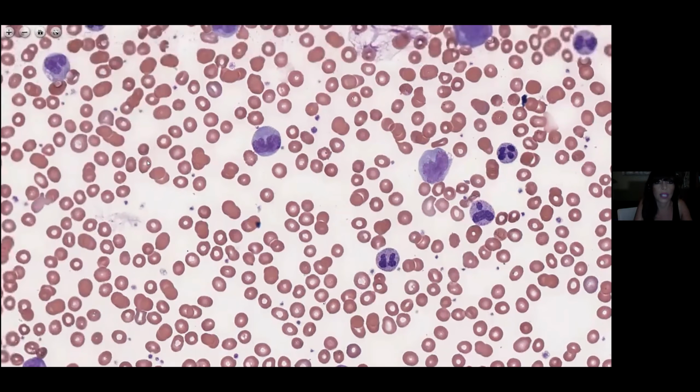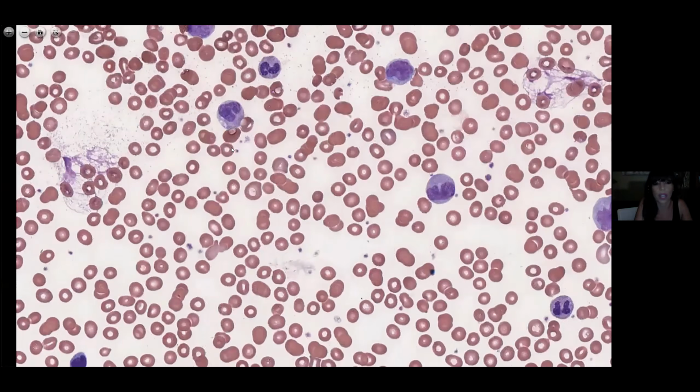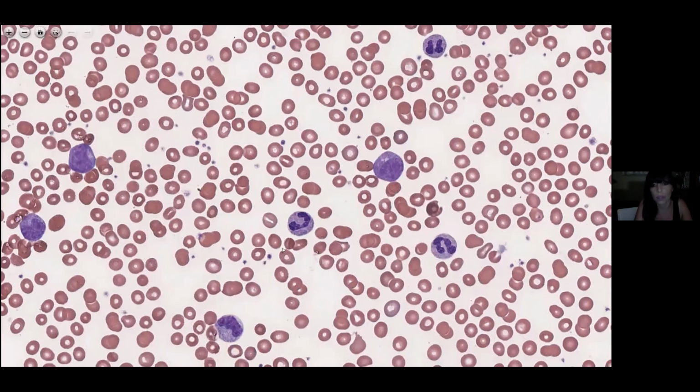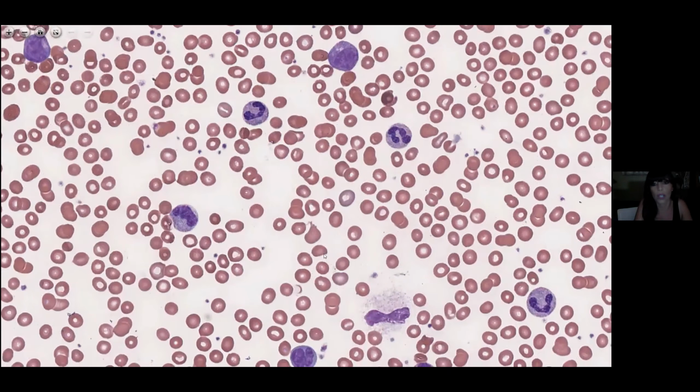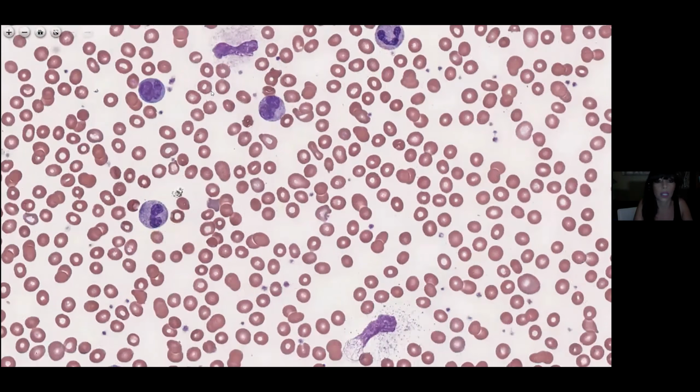And usually if I see toxic granules or Dohle bodies, I look for the other one. They're not always present together, but more often than not, you'll see both of those features. You do want to be careful though with toxic vacuolation because that can sometimes be an artifact.